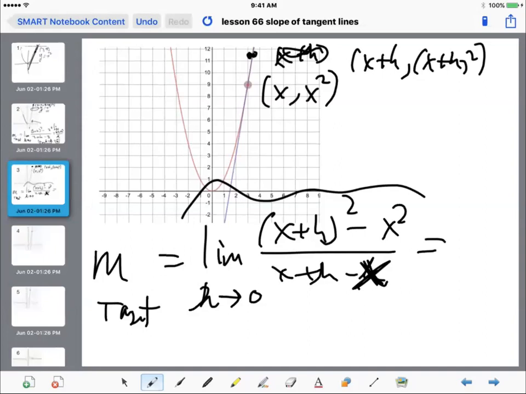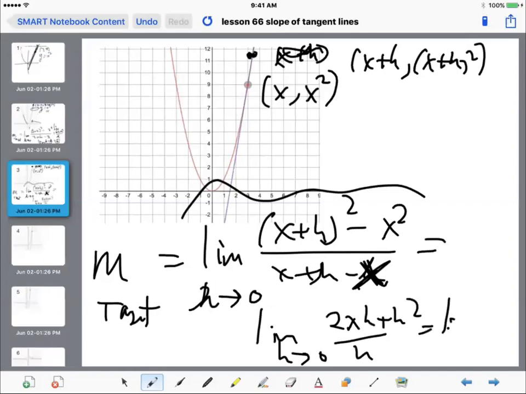Good, and I see what Talia wrote. She ended up with 2xh plus h squared over h, which became the limit as h goes to 0 of 2x plus h, which becomes 2x. So there is an x in the answer. Well, this is really useful because it means that as long as I know the x coordinate of the point on the parabola, the slope of the tangent line will always be double that coordinate.